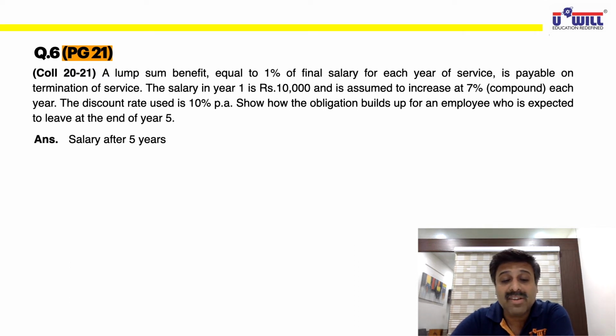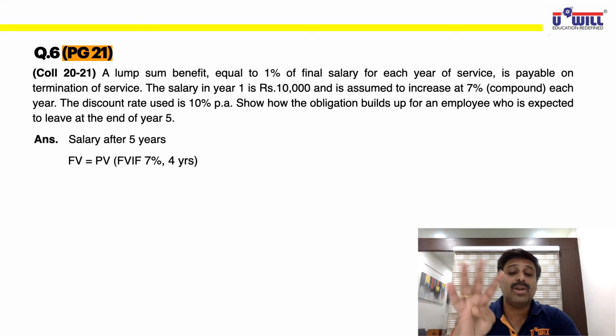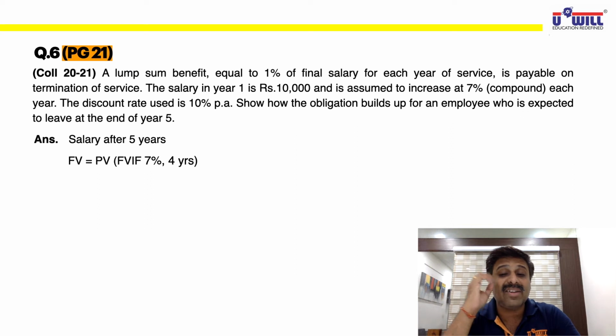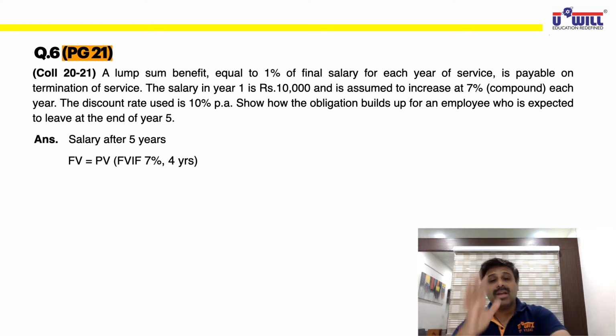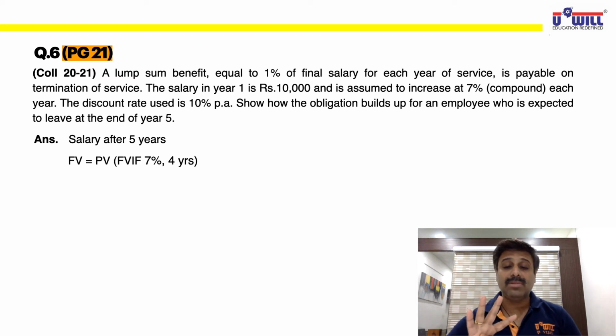Okay. So how will you find salary after 5 years? Future value equals present value into future value interest factor at 7% for 4 years, because increment of 7% is given in salary every year. So present value multiplied by future value interest factor of 7% and for 4 years. Now why 4 years? He is going to retire after 5 years. So why 4 years? Because increment will not be given 5 times. It will be given only 4 times.